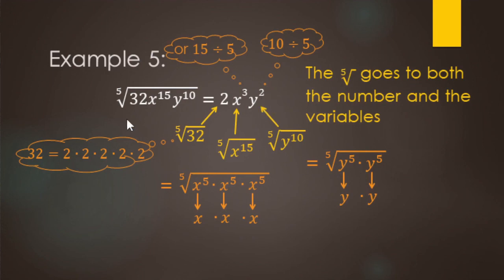So remember, we have an index there, we have the radical symbol, and we have the radicand here. If it's a super complicated one, break it up into smaller chunks, do each of those chunks separately, and you'll be on your way to simplifying radical expressions.